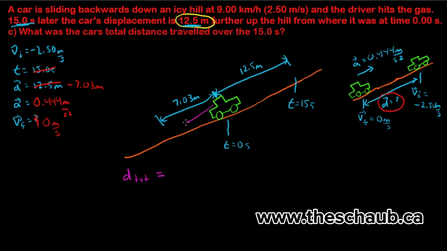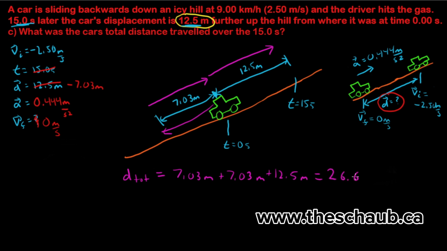So we know that initially our car goes backwards 7.03 meters. The car then travels back up the hill to its starting point at t is equal to 0, another 7.03 meters. And finally, the car travels another 12.5 meters up the hill, giving us a total distance of 26.6 meters for the entire motion backwards and back up the hill.